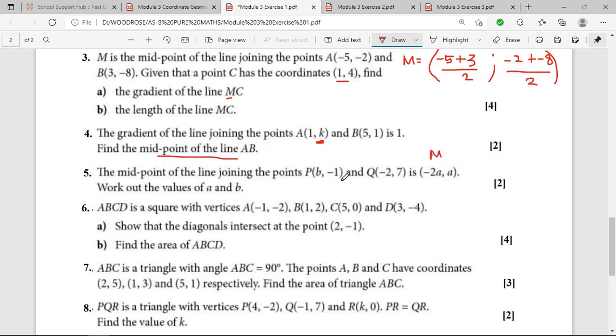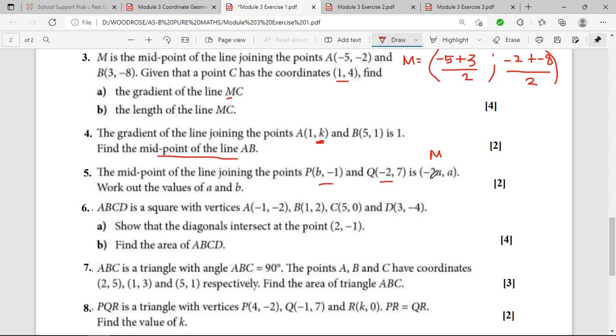We are told the midpoint joining P and Q is this one. So work out the values of a and b. It's simple and straightforward. What we are going to do is say this x value on the midpoint is as a result of adding the x's and dividing by 2. This is our midpoint. How do we find the midpoint?